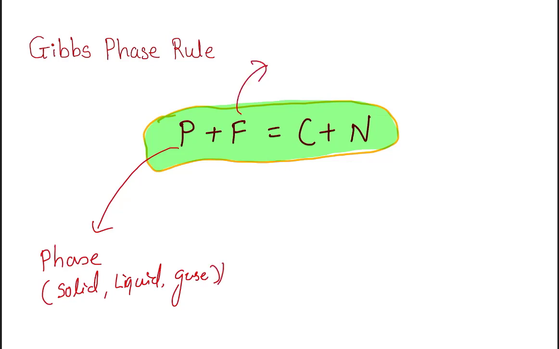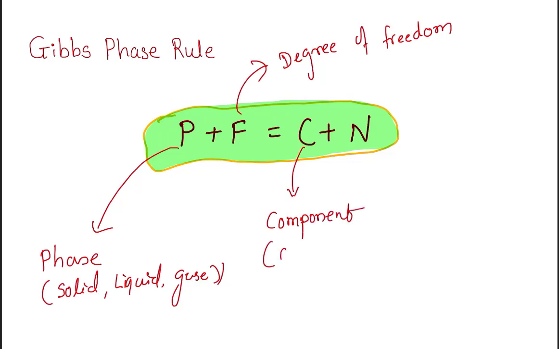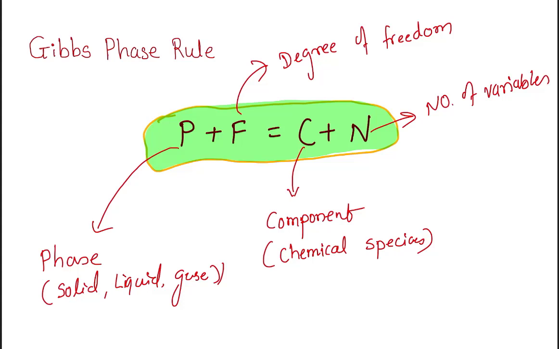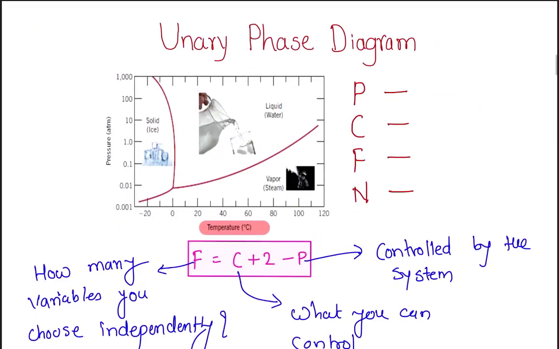Then F is the degree of freedom. C is the chemical species, or we call that a component. Chemical species taking part in the reaction, and N is the number of variables. We generally deal in the phase diagram with temperature and pressure only. So we deal with two variables.